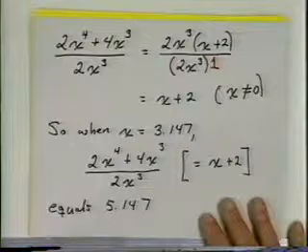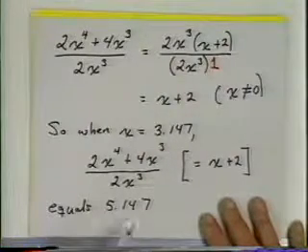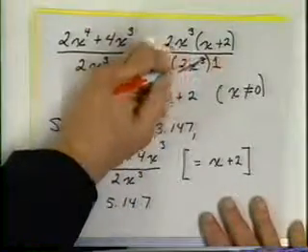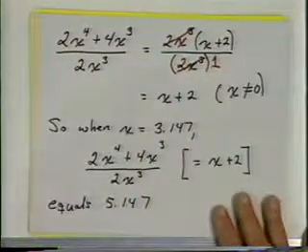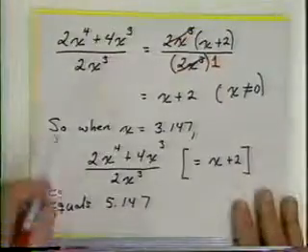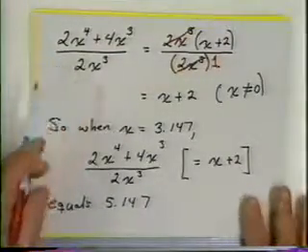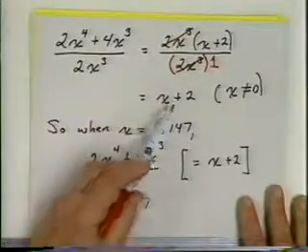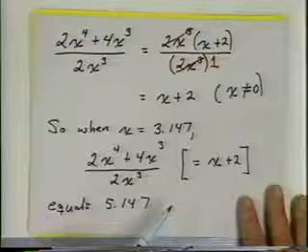2x to the third is a common factor of the numerator. 2x to the third is a factor of the denominator. I can therefore cancel it. And all I'm left with is x plus 2, again assuming that x is not 0. Now, what's kind of amazing over here is this whole complicated expression is nothing more than x plus 2.